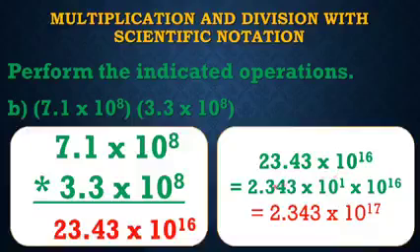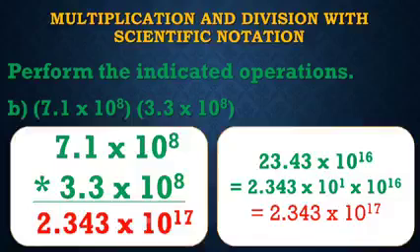Simplify. Copy the 2.343. Then multiply these exponential numbers. Okay? What we will do here is copy the common base, which is 10. Then we add the exponent. 1 plus 16 is 17. Thus, the proper scientific notation of 23.43 times 10 raised to 16 is 2.343 times 10 raised to 17. And this is the final product of letter B.